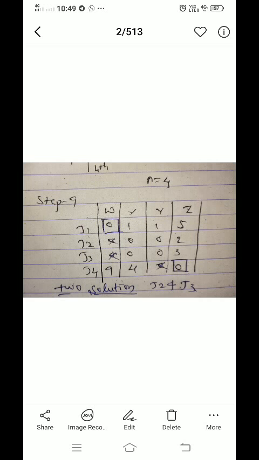And then there are two zeros in J2 as well as J3. In such a condition, I can allocate job 2 either to x or y. Similarly, I can allocate J3 to x as well as y. If you allocate J2 to x, obviously we move J3 to y, or otherwise, vice versa, J2 is allocated to y and J3 is allocated to x. In such a condition, we have two solutions.